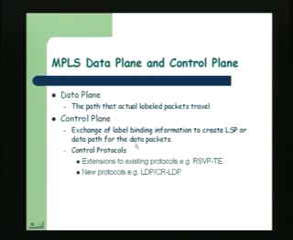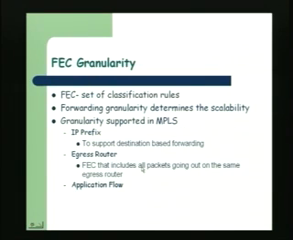Now, as I said, the MPLS data plane is the path that actual labeled packets travel, which is also called a label switch path, and then there is a control plane which is involved in the exchange of label binding information to create the label switch path, or a data path for the data packets. Now, there are control protocols, as I already discussed. We can either have extensions to existing protocols like RSVP-TE, or we can have completely new protocols, which are label distribution protocol or CR-LDP. About CR-LDP and RSVP-TE we will discuss later.